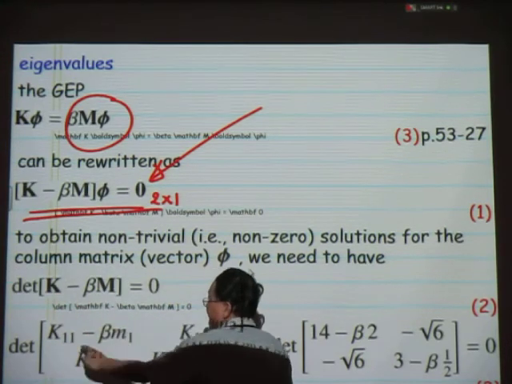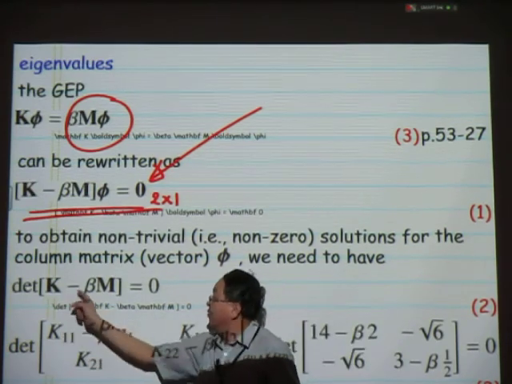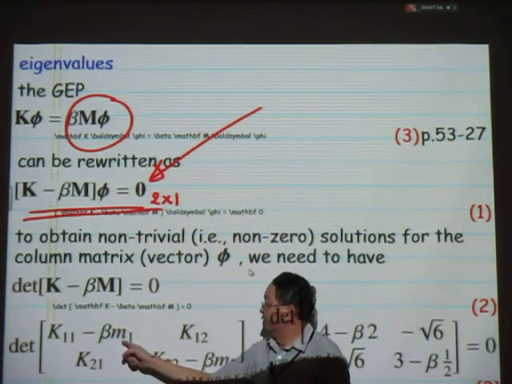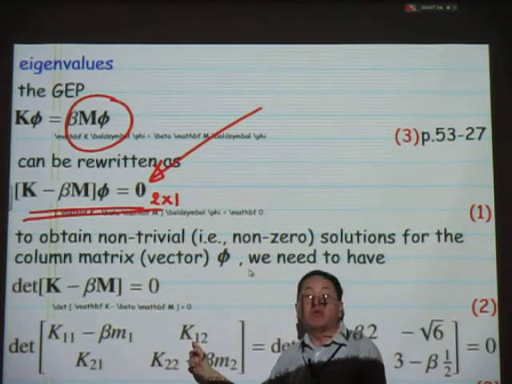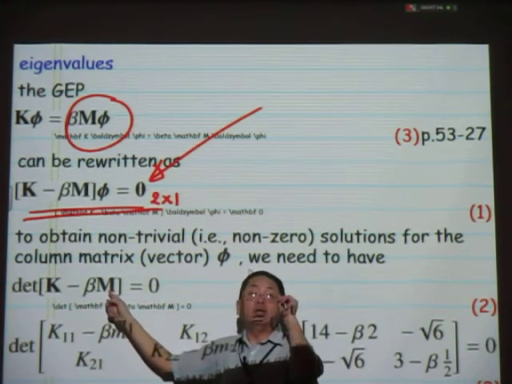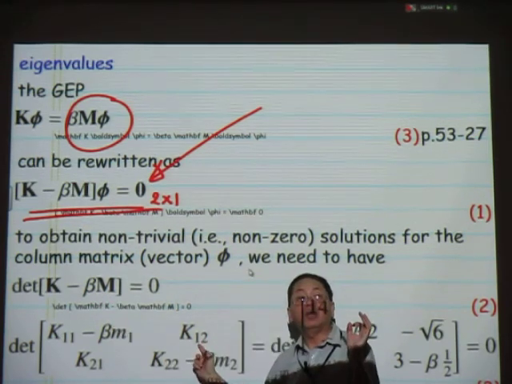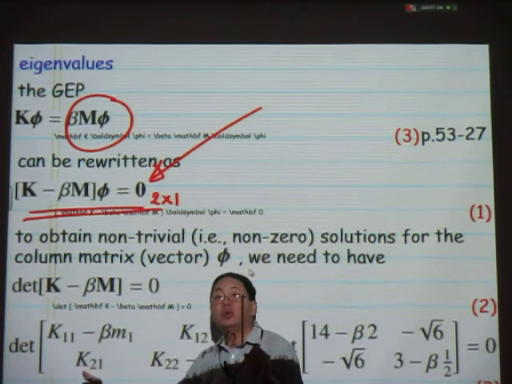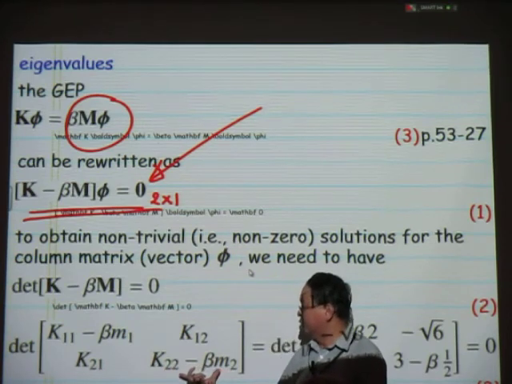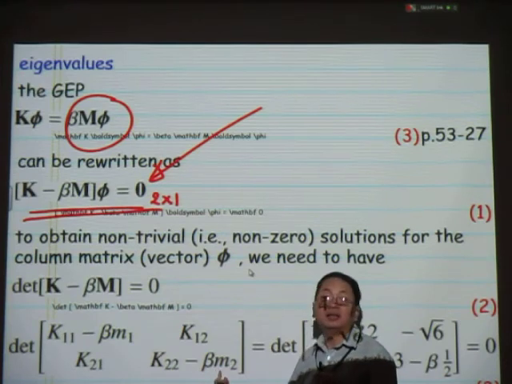Express K minus beta M in fully expanded form. You have K11 minus beta M1, because remember M is diagonal. So in the 1,2 coefficient, you have only K12 because M12 is 0. So beta times M12 is 0, right? So you have only K12. And likewise down here, K21, row 2, column 1, you have only K21. And in this 2,2 position, row 2, column 2, you have K22 minus beta times M2.